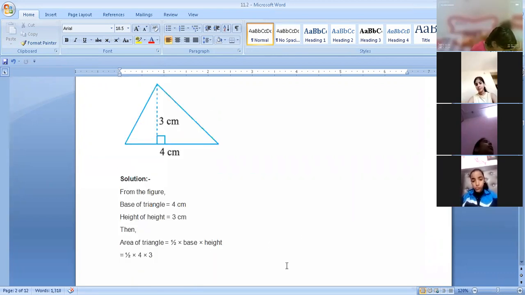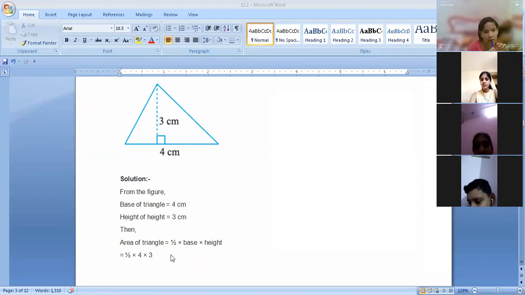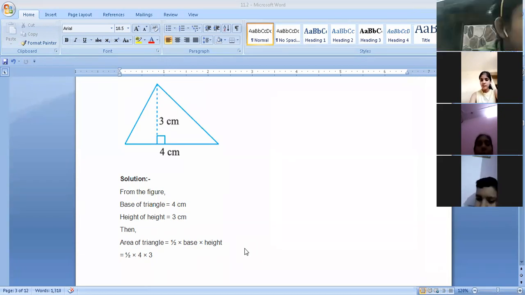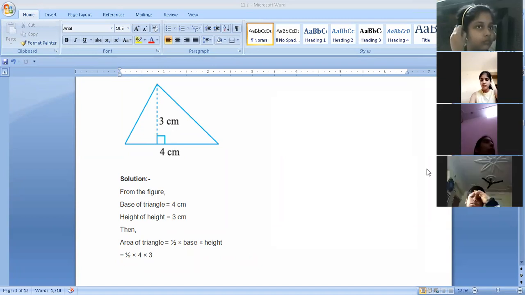Let's start with question number 2. Here in question number 2, we have to find out the area of the triangle. The formula to find the area of the triangle is half into base into height. Base is given, height is given. You have to multiply it with half. Half into base into height. Solve it.